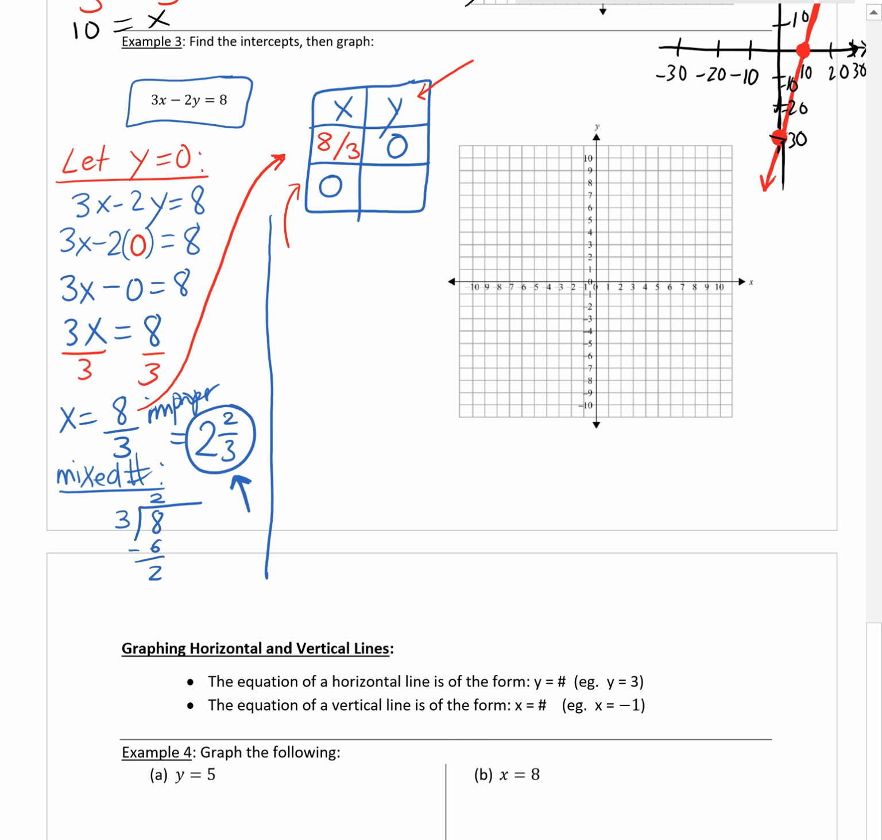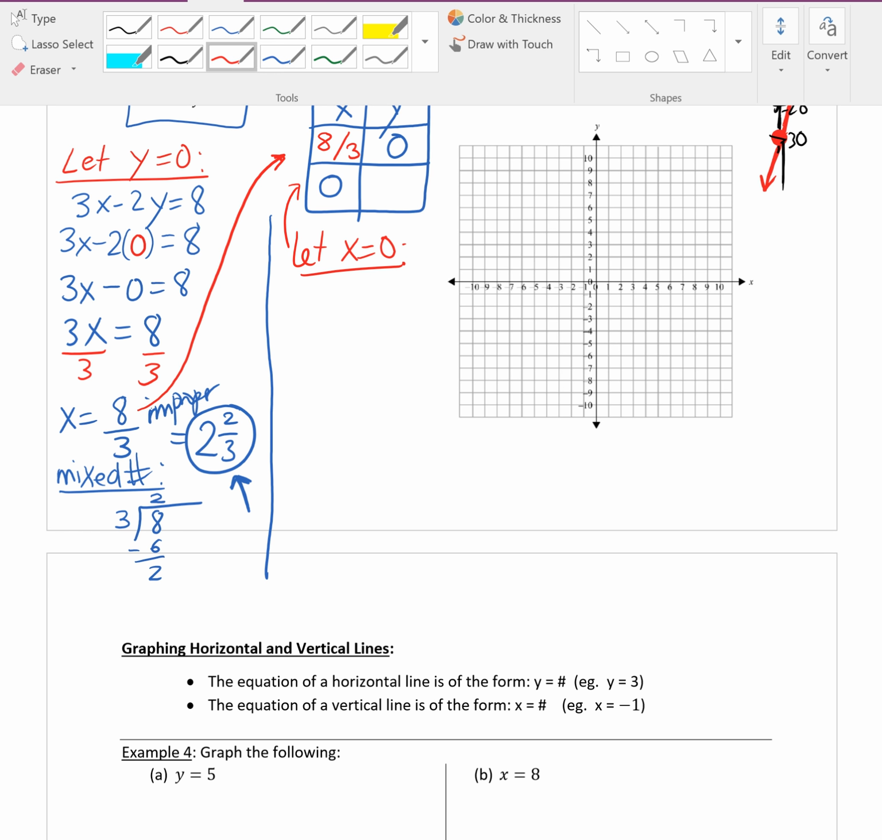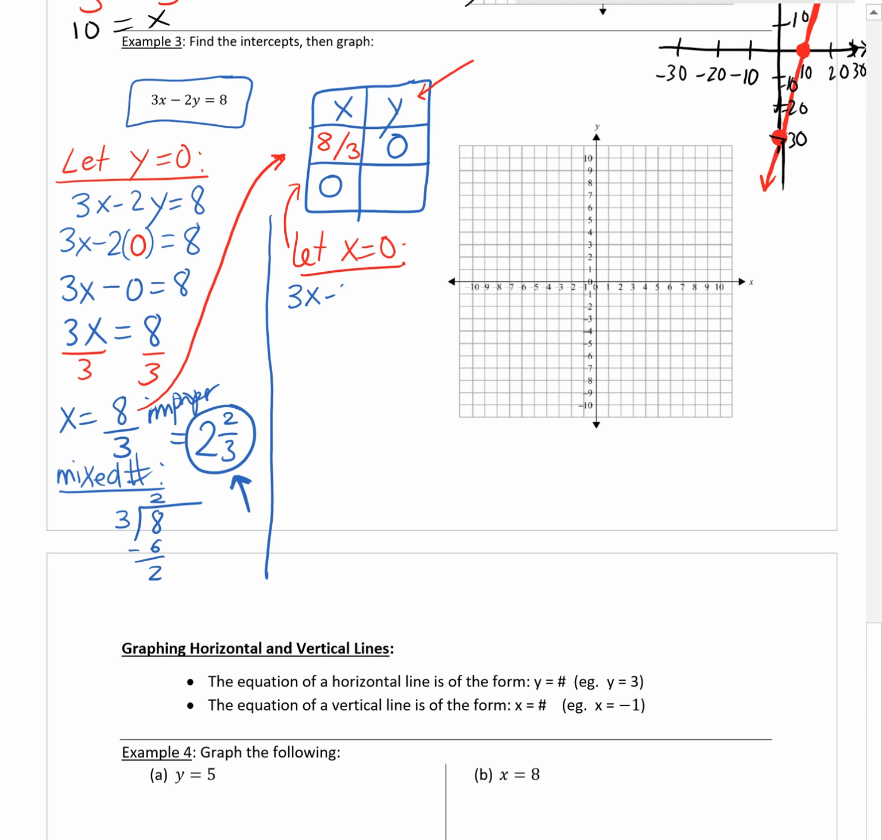So this next point we'll find by letting x equal 0 instead of y. All right, but the same equation, of course. The equation was 3x minus 2y equals 8. And this time 0 is going where x was, not where y was. 0, all right. 3 times 0 is 0. Minus 2y is negative 8. But, 0 minus 2y, that's just negative 2y equals 8. And now I'm ready to solve for y by dividing by negative 2. Y must be 8 divided by negative 2, which is negative 4.